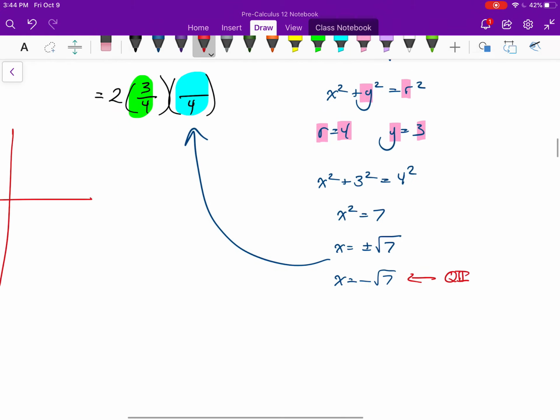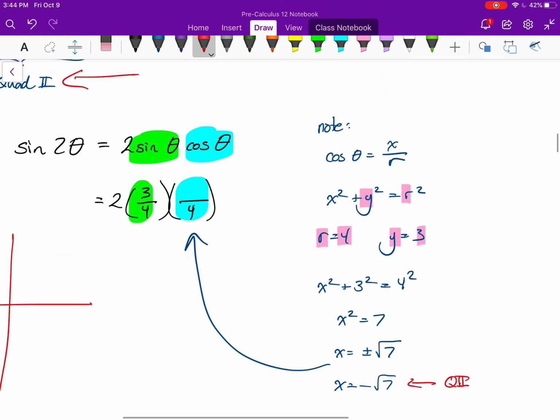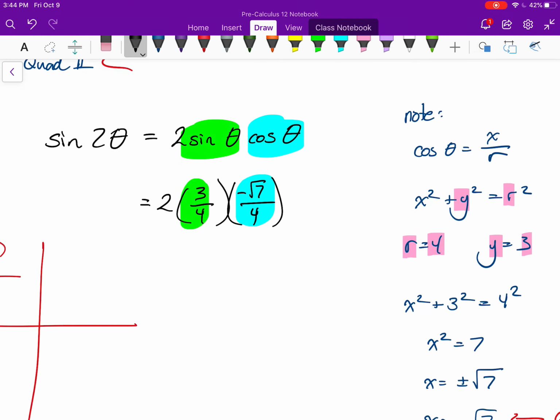And now I know that the cosine of theta, even though I don't know the angle, must be minus root 7 over 4. And now it's just a matter of arithmetic. Okay, and so that's it. There's a few ways of doing this, but I get 6 minus 6 root 7 in the numerator over 16. I can reduce 6 over 16 down to 3 over 8. So negative 3 root 7 over 8.